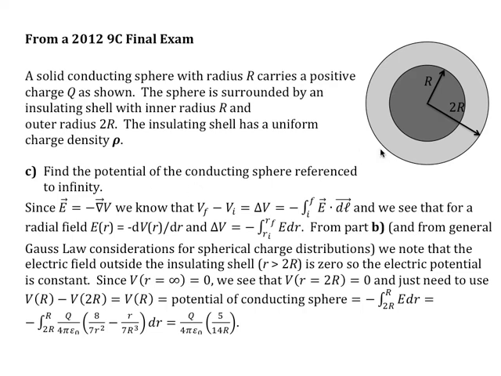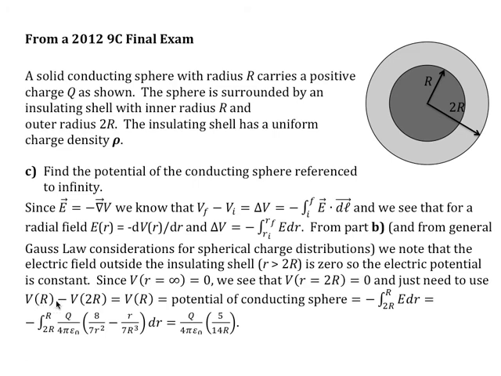Now, finding the potential of the conducting sphere referenced to infinity. The electric field is the negative of the gradient of the electric potential. And so we can turn that around and say that the change in electric potential is the negative of the line integral of E dot dl. Since we have a radial field, the electric field is just minus dV/dr, and so this delta V is the negative of the integral of E dr. From part B, the electric field outside the insulating shell is 0, so the electric potential is constant. Since the voltage at r equal infinity is 0, that's our reference, the electric potential is constant all the way in to r equals 2R, so the electric potential at r equals 2R is also 0.